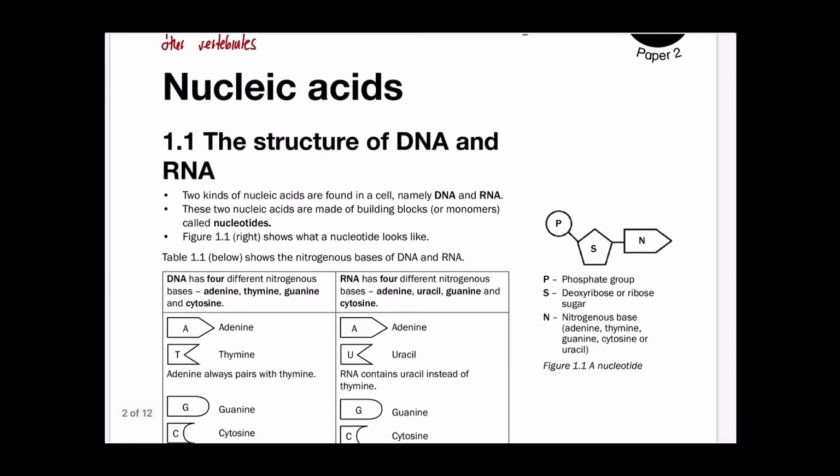So what exactly are nucleic acids? Nucleic acids are large molecules that are in all living things, and there are basically 2 of them. You have the DNA as well as the RNA. DNA stands for deoxyribonucleic acids, while RNA stands for ribonucleic acids. Hence RNA and DNA.